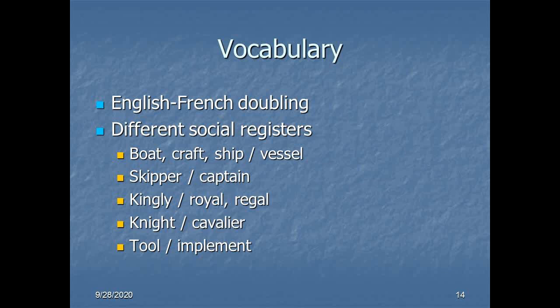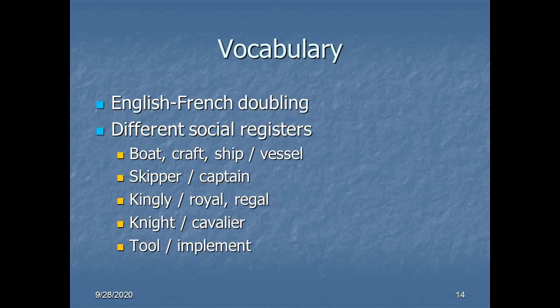Even when we take a look at higher up, supposedly, words, kingly versus royal or regal. Now, we were talking about the respective etymologies of king on the one hand and roi on the other, the one having to do with relatedness and representation, and the other having to do with ruling over. So that makes sense here. Or even knight and cavalier, they mean the same thing. But depending on which one you use, it is going to sound different, feel different to the person you're speaking to. That is, they have the same denotative meaning.